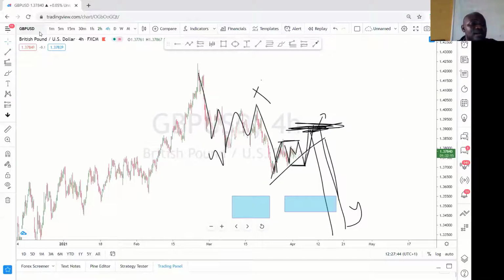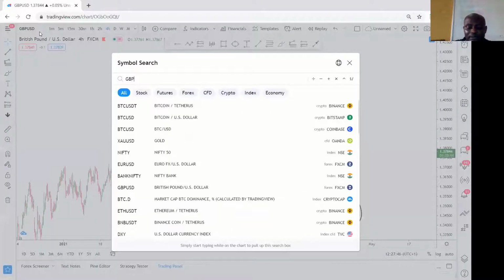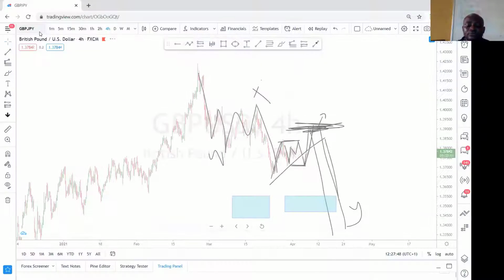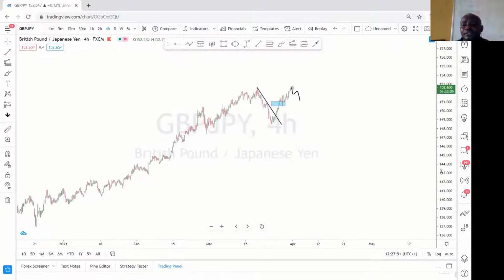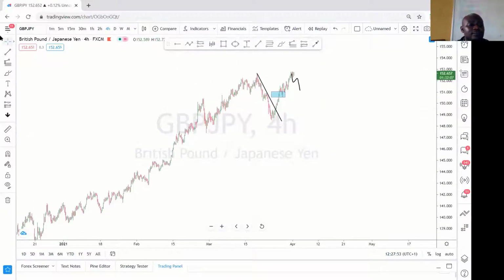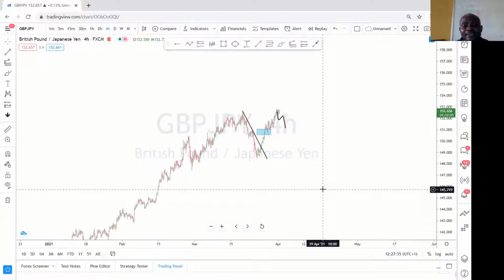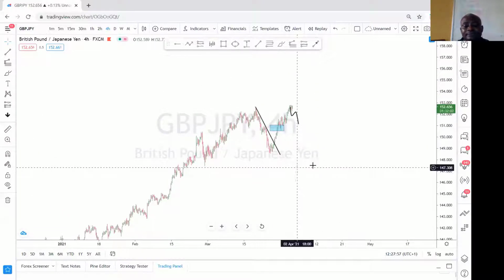All right. Let's look at GBP JPY. If you have any structure you want us to look at, you can see the analysis I did here, right?